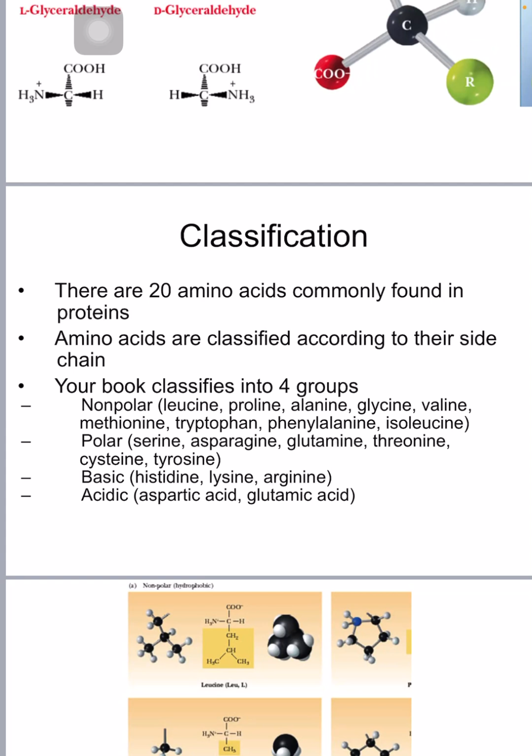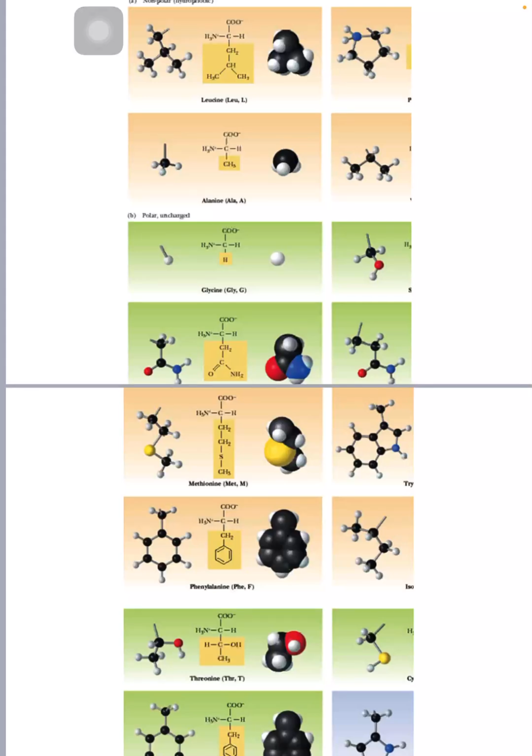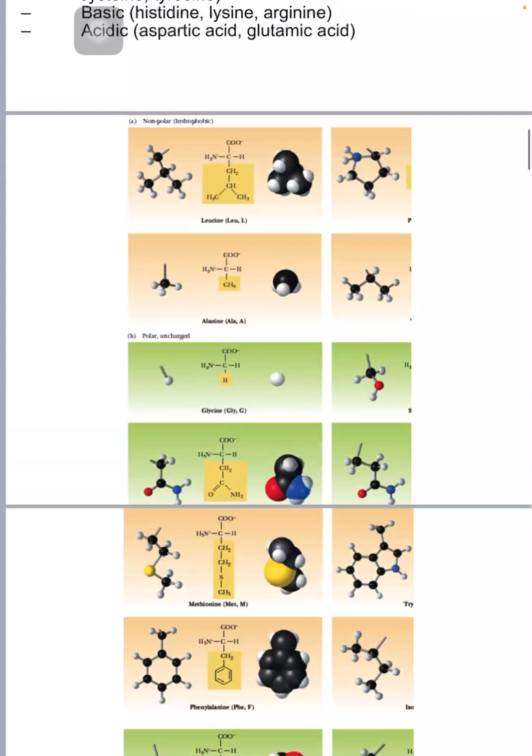So if we look at the 4 different classes that we use here, first we have the non-polars. Those are leucine, proline, alanine, glycine, valine, methionine, tryptophan, phenylalanine, and isoleucine. You can see the structures. Some of this picture got cut off, unfortunately, on my iPad, but you should be able to see it if you're using a regular computer. So here you can see a bunch of these, and you can see the side chains that are highlighted in yellow.